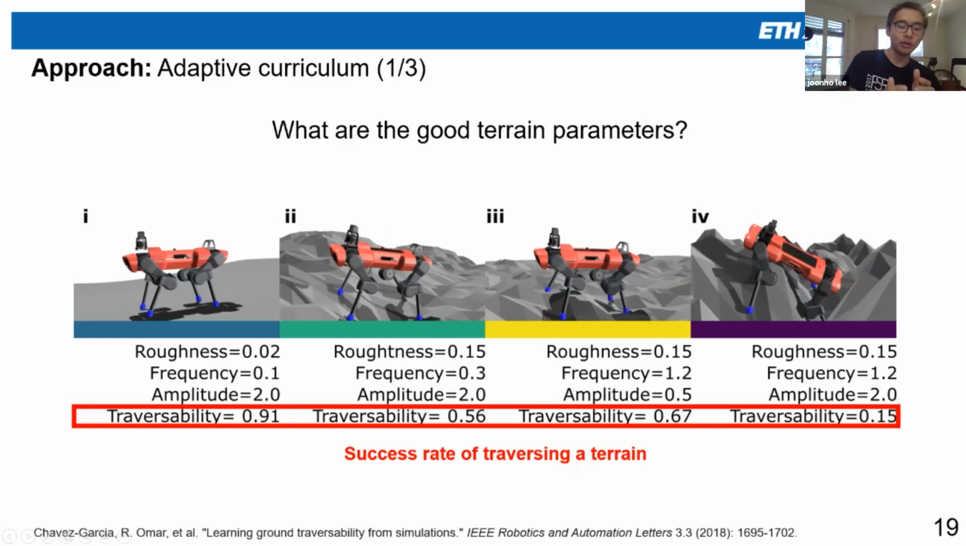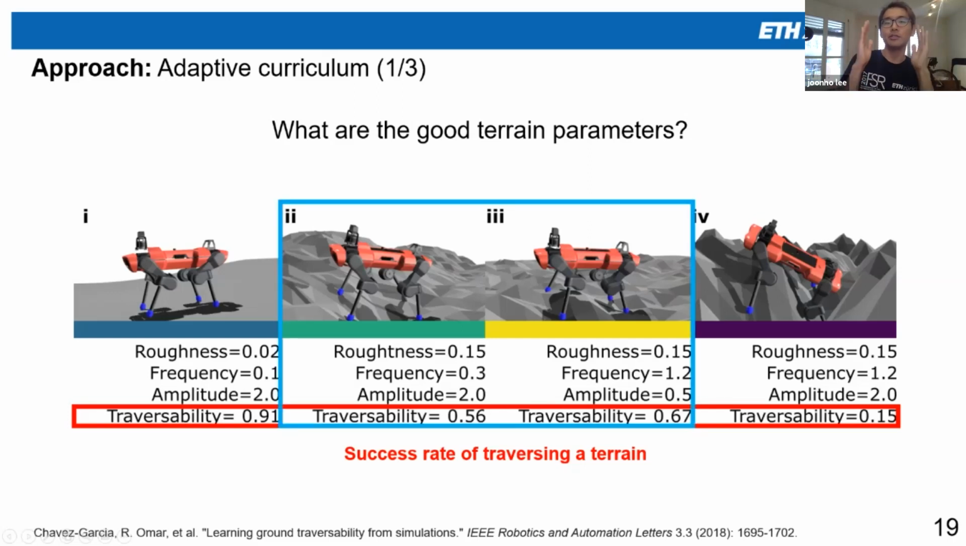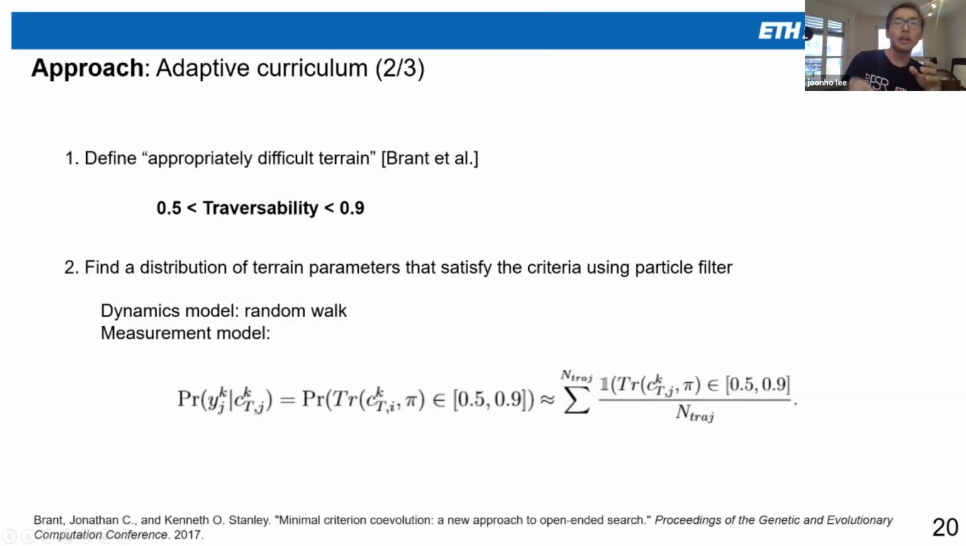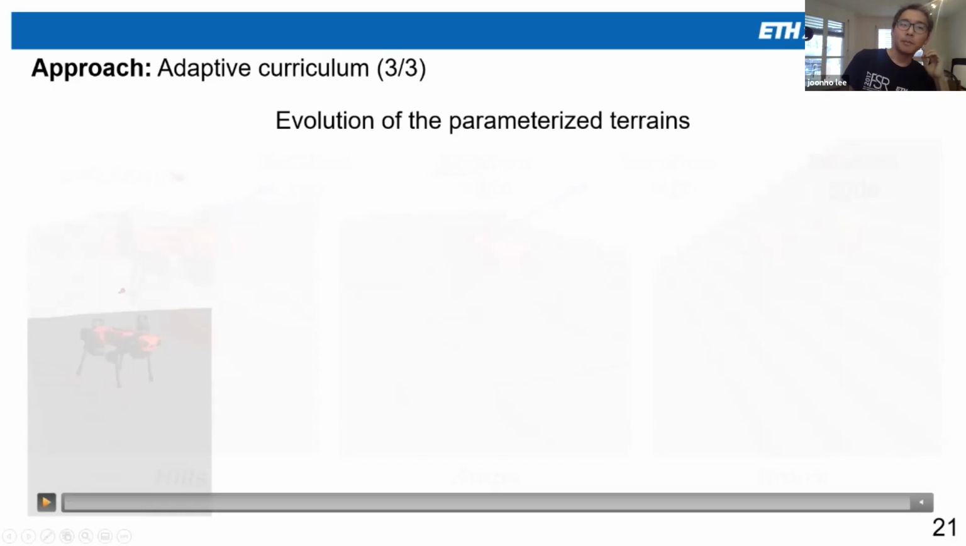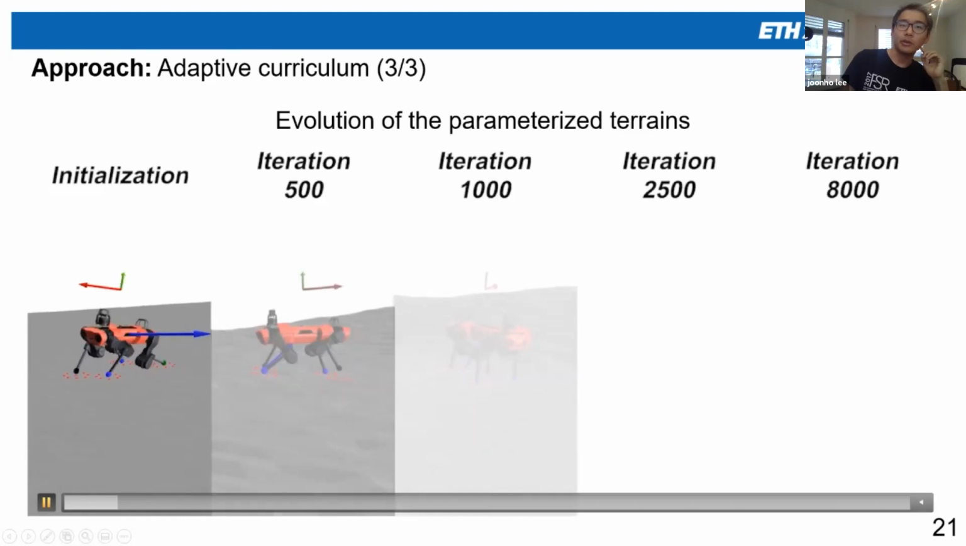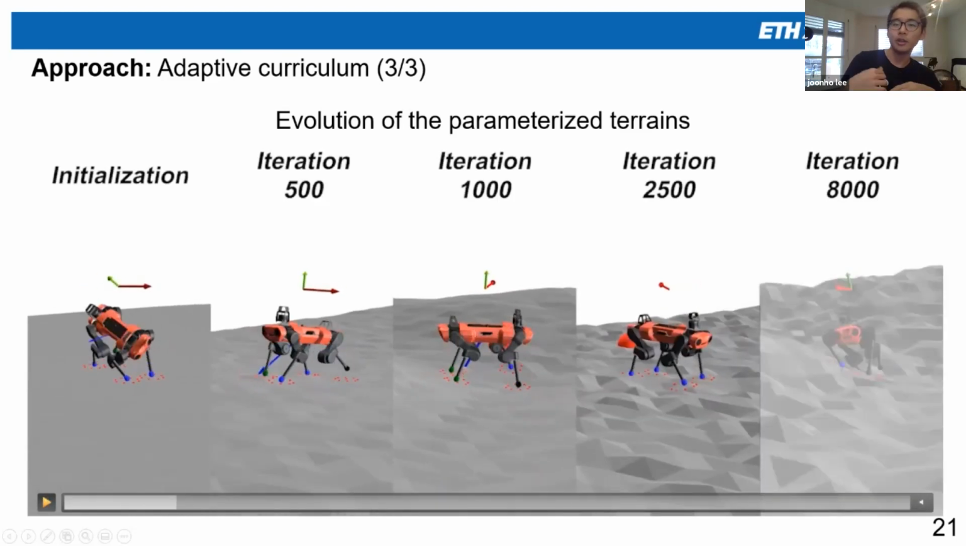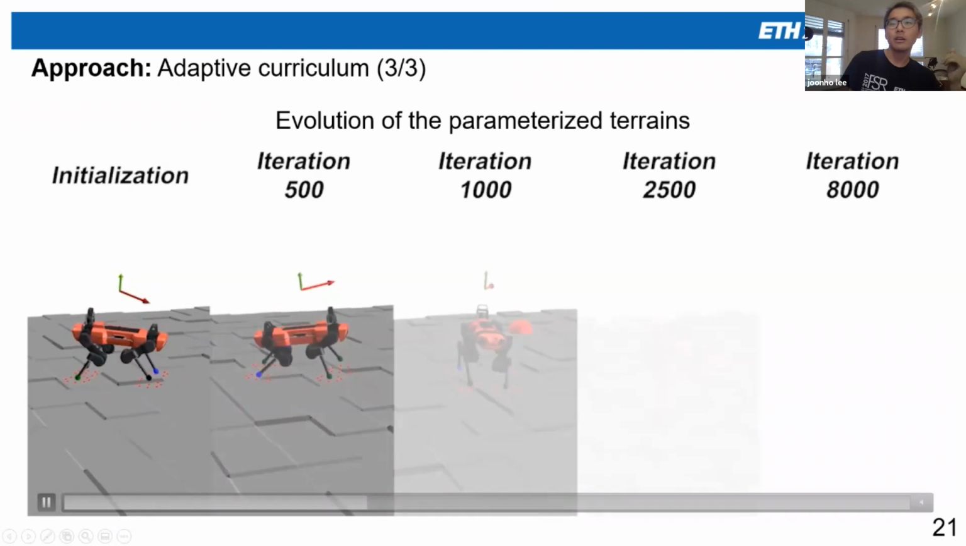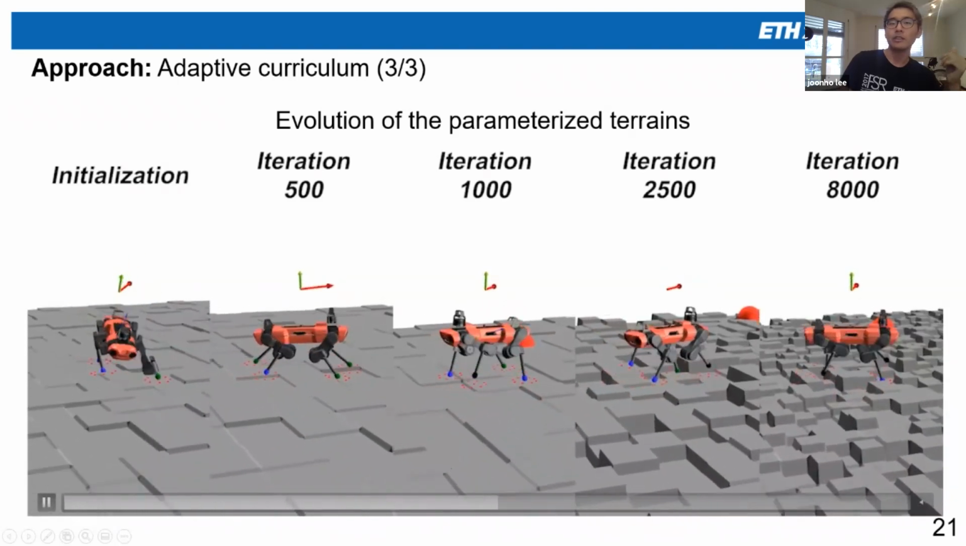And what we want to do during the training is we want to provide the agent with the terrains with this mid-range traversability, because the terrain shouldn't be too easy and it shouldn't be too difficult. So what we did is we sampled different terrain parameters and we picked the terrain parameters with this mid-range traversability and tried to keep track of these parameters using particle filter, which is basically an evolutionary algorithm. And yeah, with this strategy, we could somehow automate the introduction of the terrain during the training. And you can see that the terrain gets continuously more difficult as the agent learns to walk.